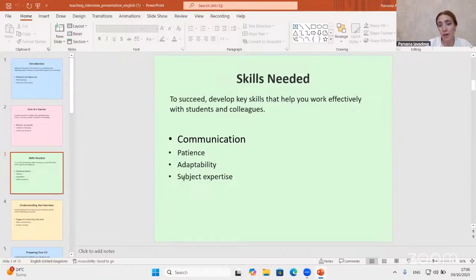And subject expertise is very important. Why? Because as a teacher, being very good in your subject is very important. For example, you can teach something with a very good result or without. It doesn't matter for them. They need results. They need to have good results at their exams, at their real formal exams.